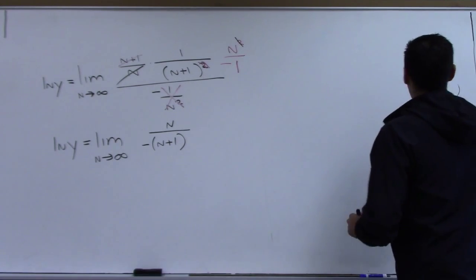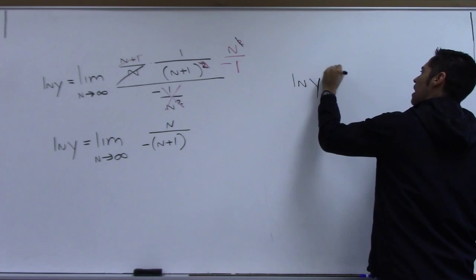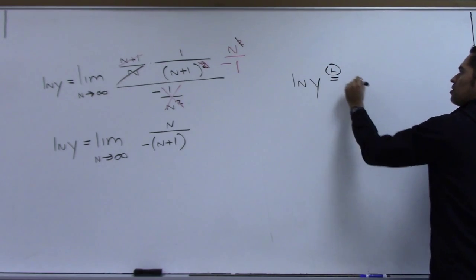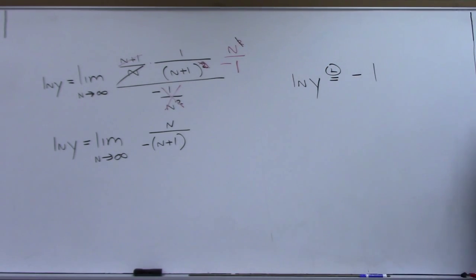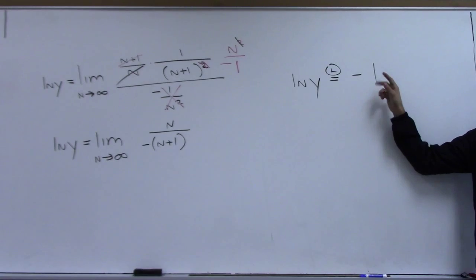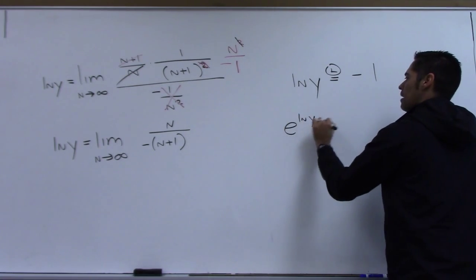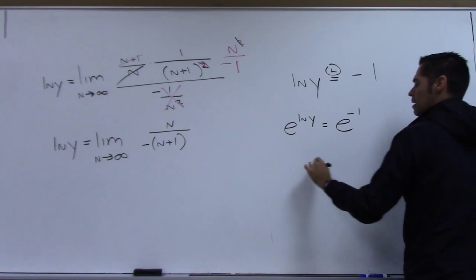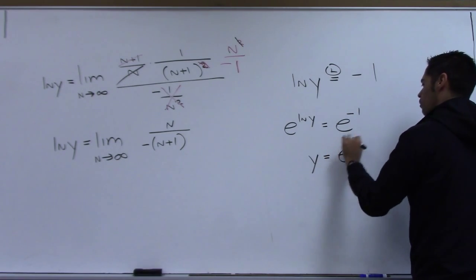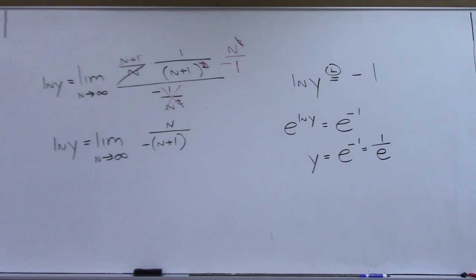We're almost there. Natural log of y equals, by L'Hopital's rule, negative 1. We wanted to know what y was, not natural log of y, so we put e on both sides. e to the natural log y equals e to the negative 1. So y is equal to e to the negative 1, which is the same as 1 over e, and e is bigger than 1.